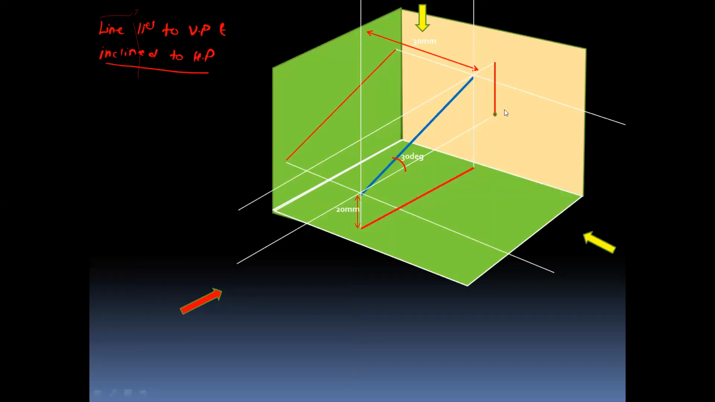So now the next part is we have to represent these views on a drawing paper. So rotate the horizontal plane in the clockwise direction, and the profile plane, that is the side plane, in the anti-clockwise direction.